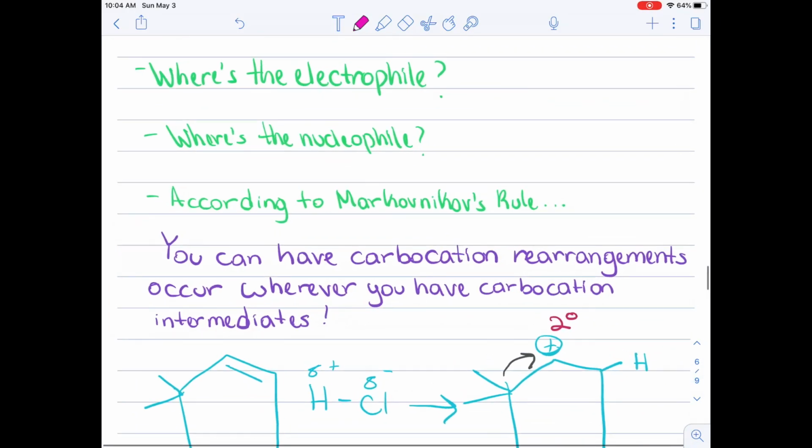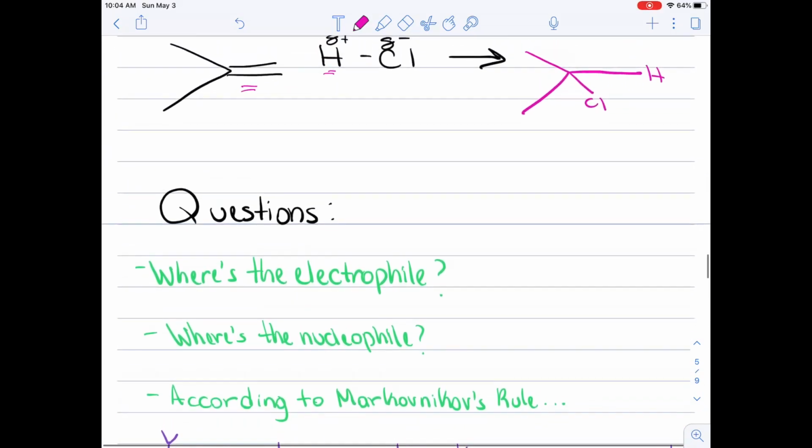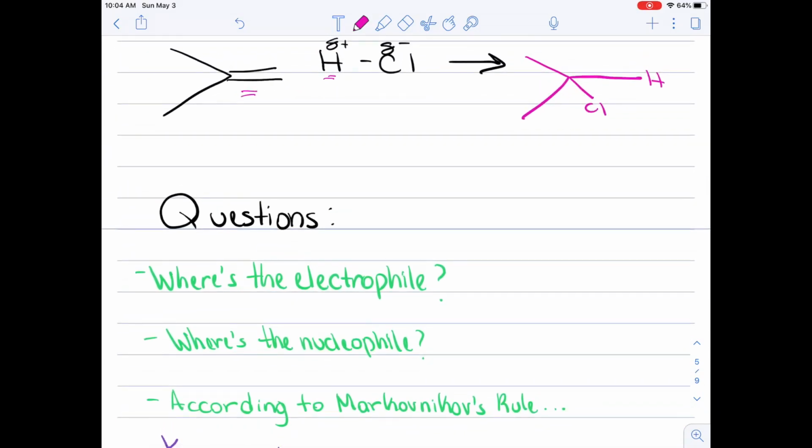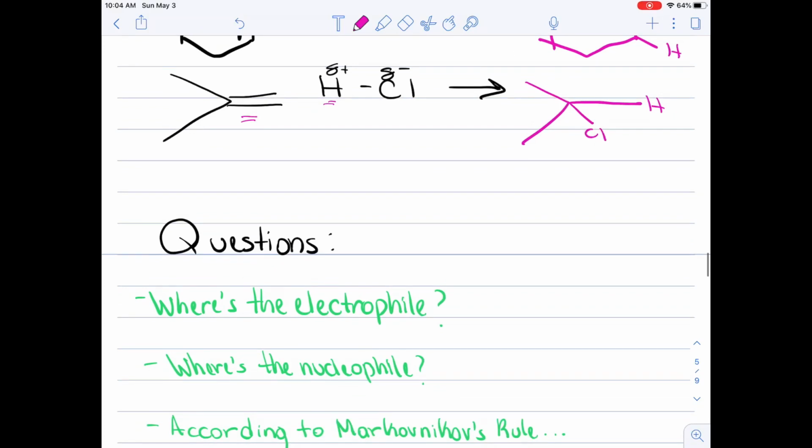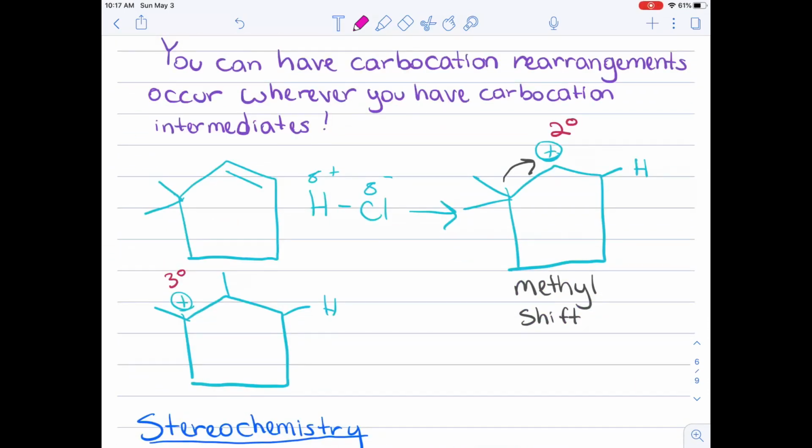According to Markovnikov's rule, what's the main principle of Markovnikov's rule? Well, it basically just states that the hydrogen in the hydrogen halide bond is going to bond to the less substituted carbon, leading way for your halide to bond to the more substituted carbon atom for stability.